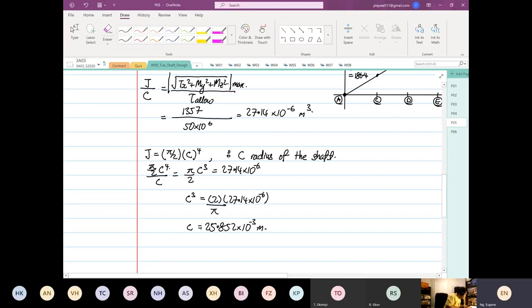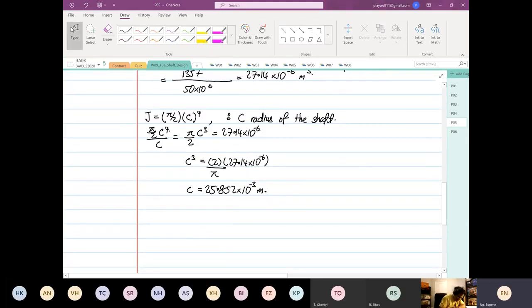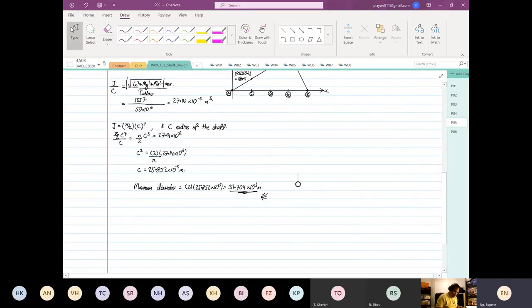The question is asking for the diameter. So the minimum diameter is equal to twice 25.852 times 10 to the power minus 3, so it's equal to 51.704 times 10 to the power minus 3 meters. So it's about 52 millimeters. Okay, so that's all I have now. This is how we design the shaft.